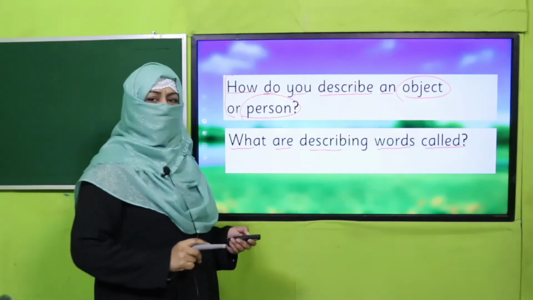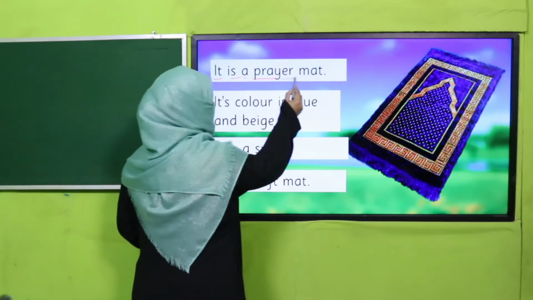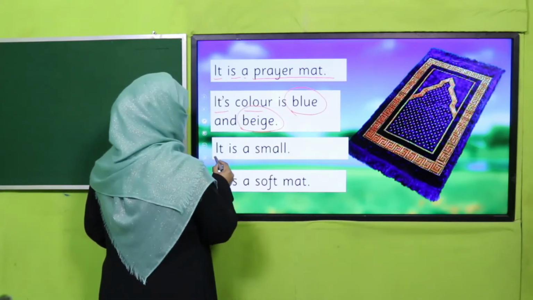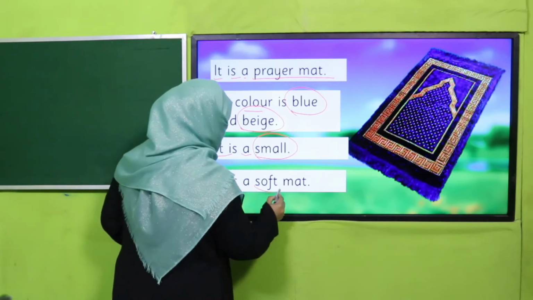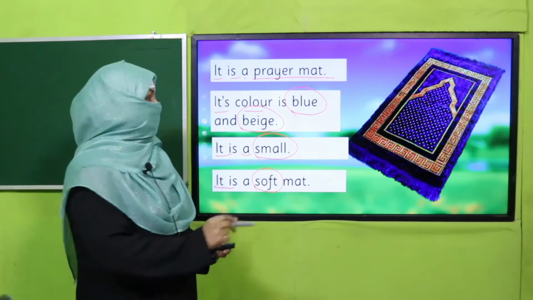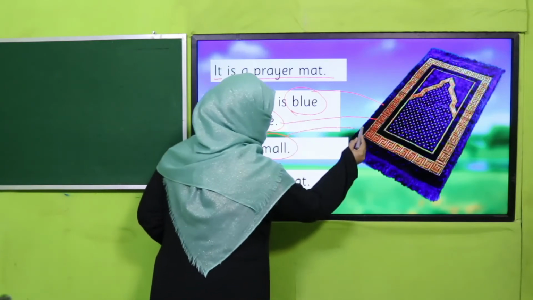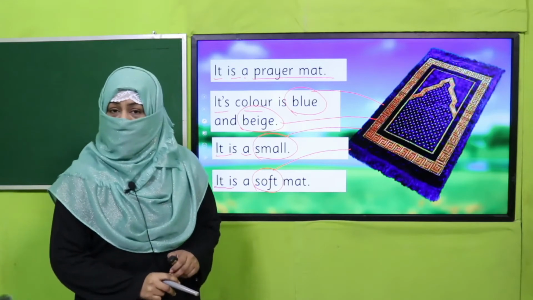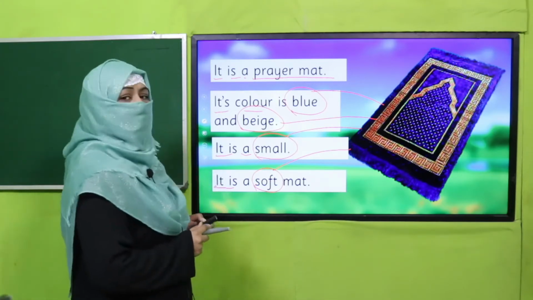How do we describe something? For example, here I say, it is a prayer mat. Its color is blue and beige. It is a small prayer mat and it is soft. So these words which are telling something about this object, which are describing this object, are describing words in grammar. We call them adjectives, right? So today we'll learn further.